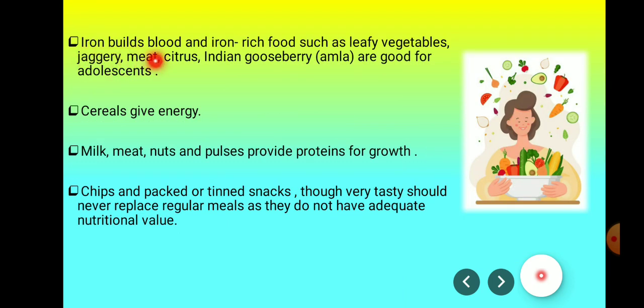Iron builds blood, and iron-rich foods such as leafy vegetables, jaggery, meat, citrus and Indian gooseberry are good for adolescents. Cereals give energy. Milk, meat, nuts and pulses provide proteins for growth. Chips and packed or tinned snacks, though very tasty, should never replace regular meals as they do not have adequate nutritional value.